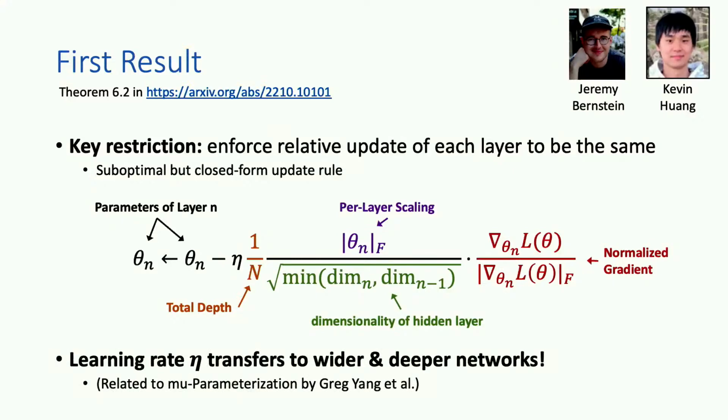In other words, you can tune this learning rate once for a really small, shallow, thin network, and transfer this eta to much deeper and wider networks using this first result. For those of you who are familiar with mu parameterization by Greg Yang, this is very closely related to that earlier work. I believe Greg Yang's work at that time only applied to width transfer, not width and depth transfer simultaneously. And the proof technique to derive this is arguably much simpler for this result than the earlier results. So you can think of this as a generalization.